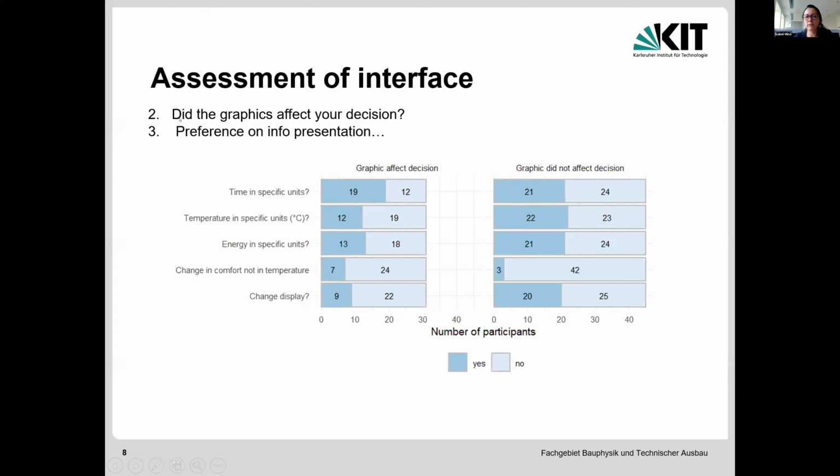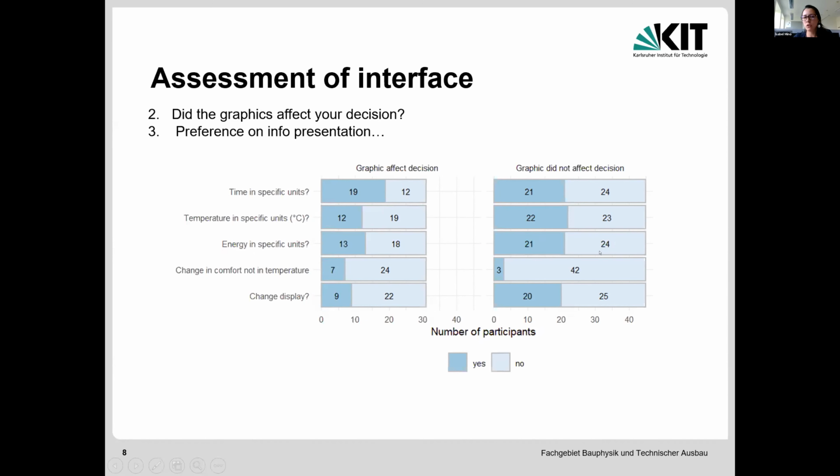Finally, participants were also asked if the graphics affected their decision, and they responded yes or no to these statements. For example, whether they would prefer the time, the temperature, and energy to be displayed in specific units, or whether they would prefer comfort instead, the change in comfort instead of temperature, or a change to the display.